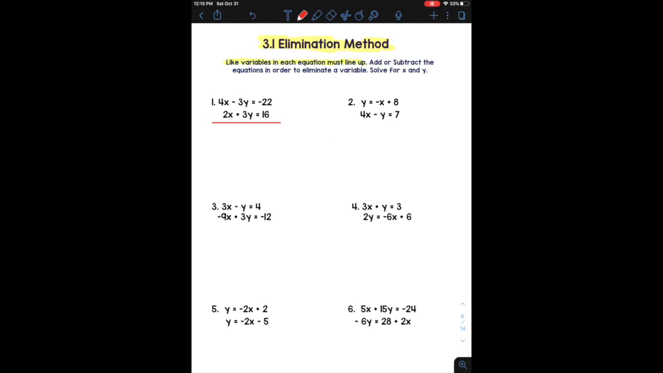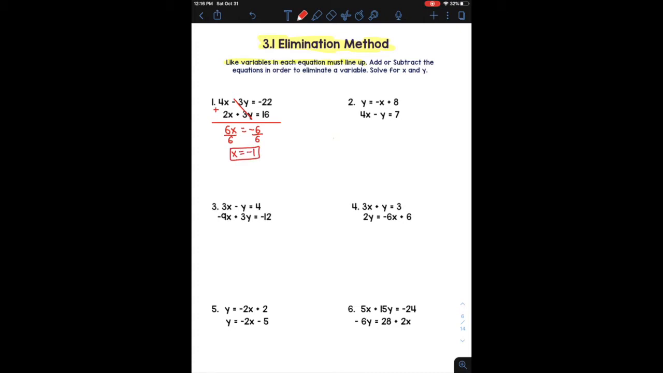For example, I know addition in this case will eliminate the y terms because negative 3y plus 3y is 0. When I add the other like terms vertically, 4x plus 2x is 6x, and negative 22 plus 16 is going to give us negative 6. When we now divide by 6, this allows us to solve for the x variable.